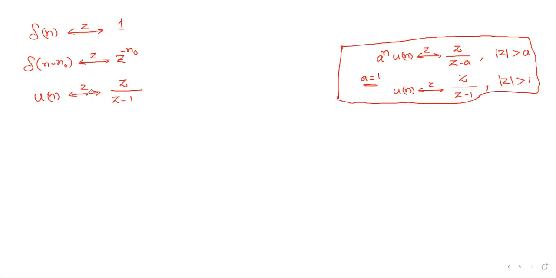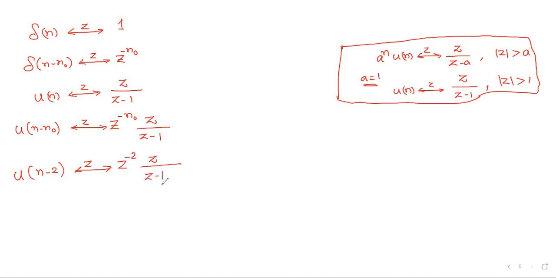Right? So now if we shift u of n minus n naught by using the time shifting property, how much will we get? z power minus n naught into z divided by z minus 1. Now, in a similar way, let me take u of n minus 2. What is the z transform for this? z power minus 2 into z by z minus 1.